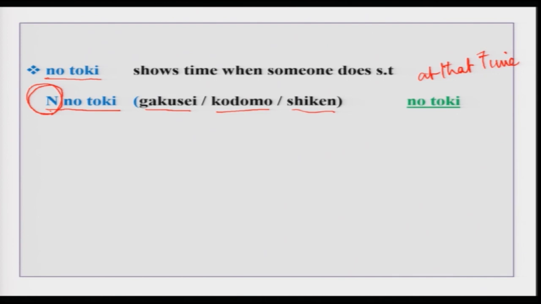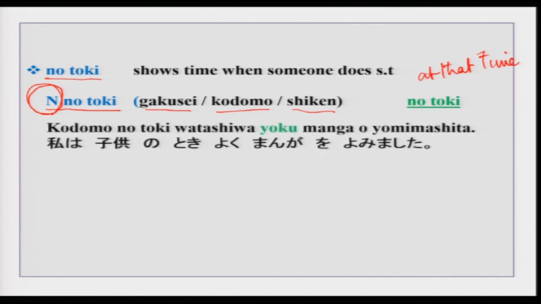You can see the examples here. Kodomo no toki watashi wa yoku manga wo yomimashita. Now, kodomo no toki, what does it mean? When I was a child, watashi wa, I read a lot of manga. Manga is your comics, and yoku means lots. Yoku is an adverb which shows quantity or degree of something, of an activity.